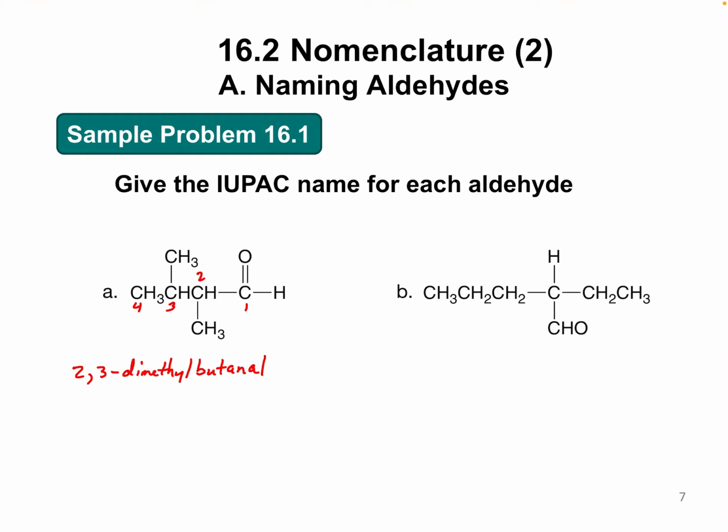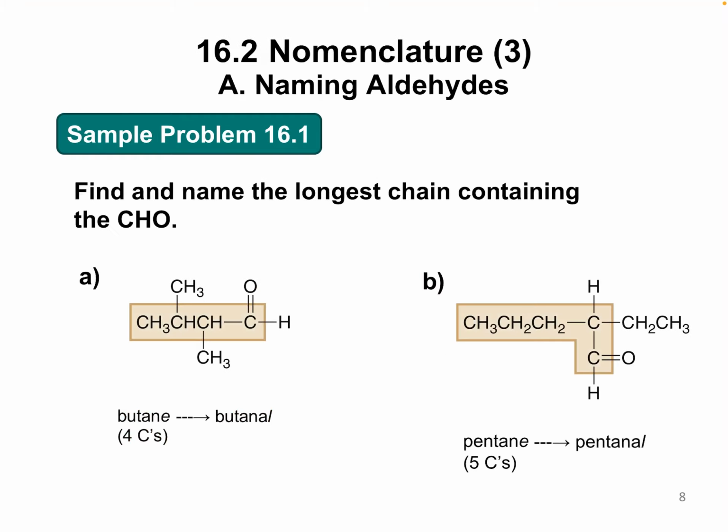Now, what about our longest carbon chain in B? If we counted straight across, that would be wrong, and the reason why is because even though it's a longer carbon chain, it does not contain the aldehyde functional group. So our longest chain containing the aldehyde functional group is 5 carbons long. We have an ethyl group at carbon number 2, so this would be 2-ethylpentanal. Remember, we don't have to give a locant to the aldehyde because it's going to be at carbon number 1.